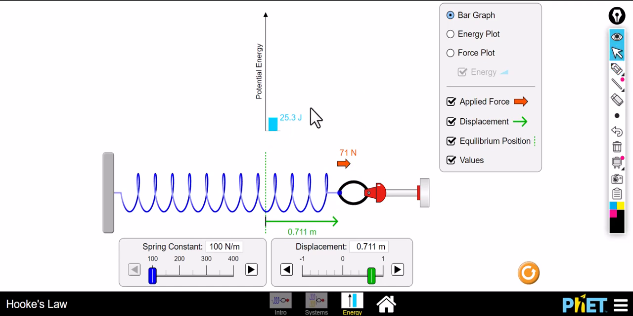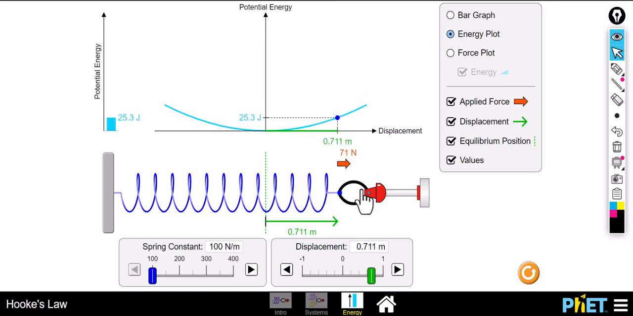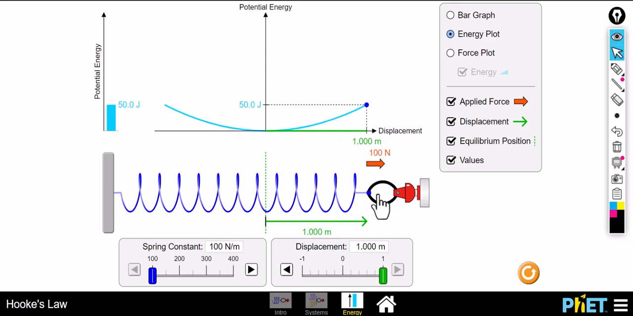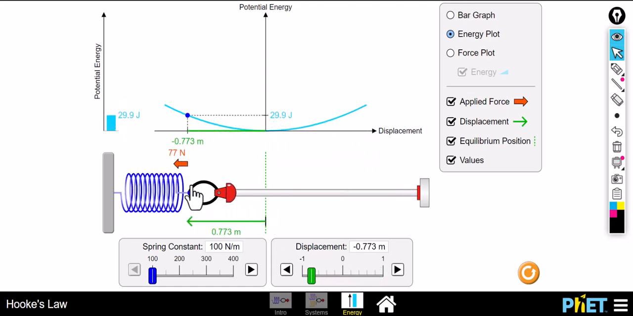I'm not too crazy for this bar graph. Let's look at the energy graph. This gets pretty fascinating. So you see that it actually forms a parabola. And that stands to reason because we have a squared term.